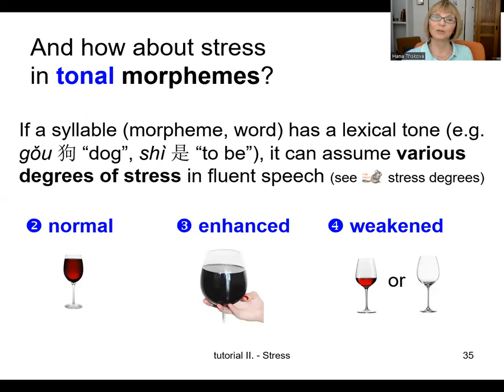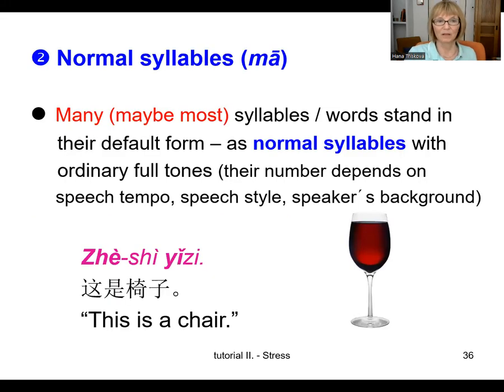But how about stress in tonal morphemes? If a syllable or morpheme or word has a lexical tone, for instance, 口 or 是, it may assume various degrees of stress in fluent speech. It can be either a normal syllable, or enhanced syllable, or weakened syllable. Many, maybe most syllables or words stand in their default form as normal syllables with ordinary full tones.